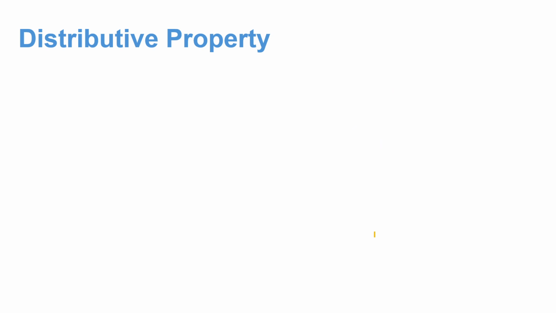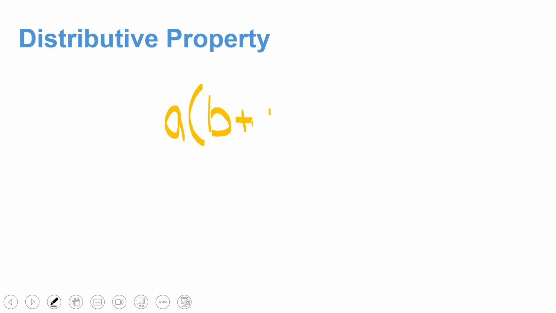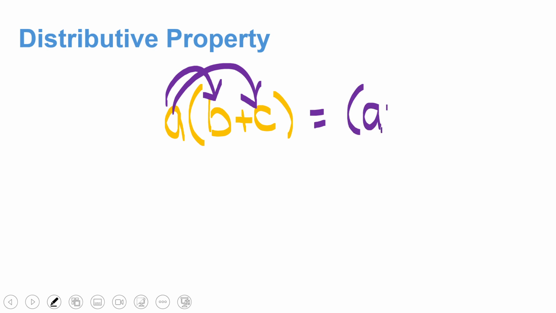Okay, the distributive property. You may have worked with this before. Now we're multiplying next to the parentheses. A would be multiplied by every part of the terms inside the parentheses. So A times B and A times C, with a plus sign in the middle.